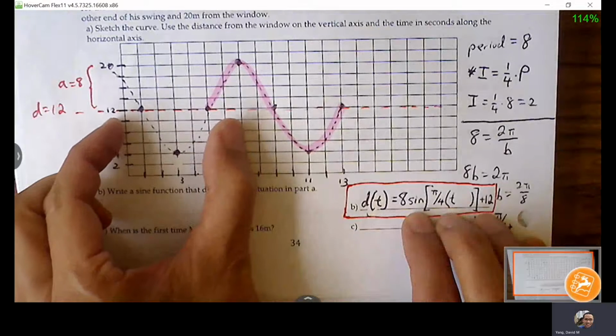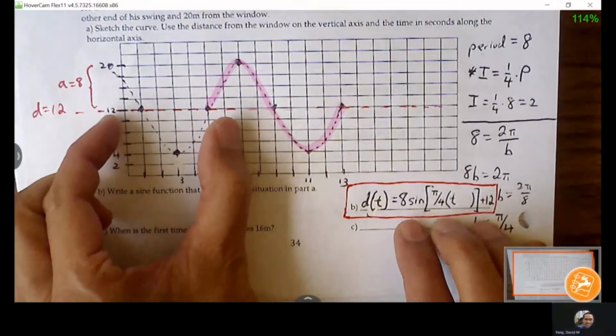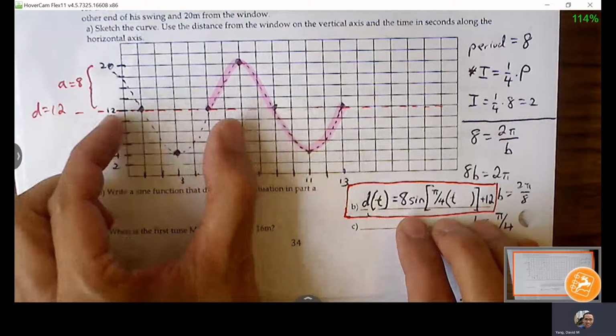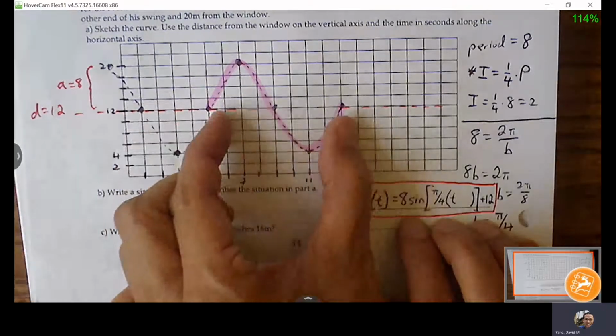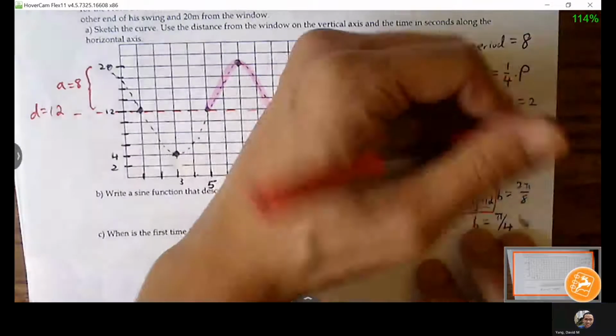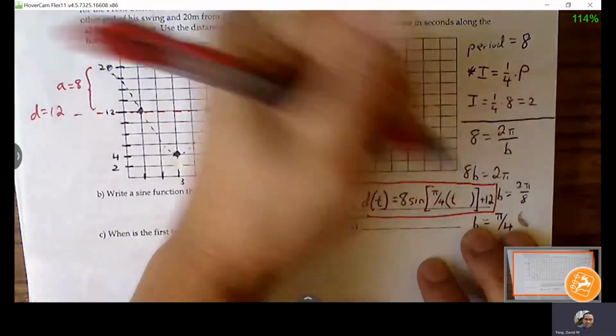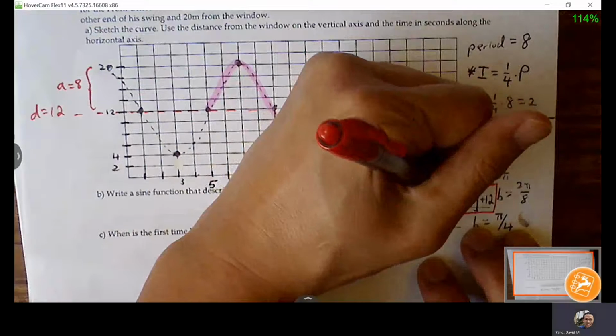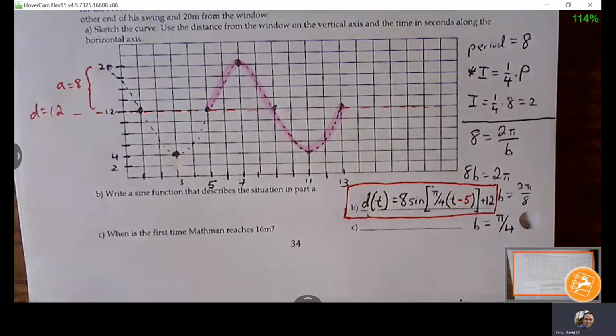And how far and what direction do we have to shift to make it turn into this graph that we see in front of us? To the right 5 units, good. So plus or minus 5? Minus 5. Right. Does that make sense?